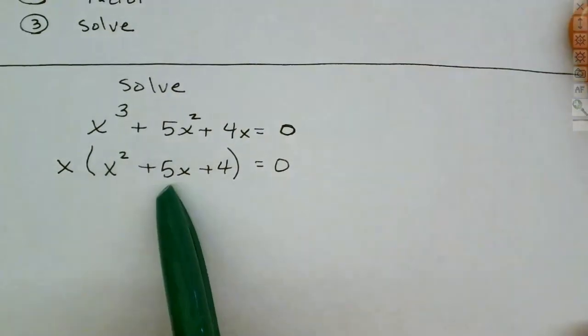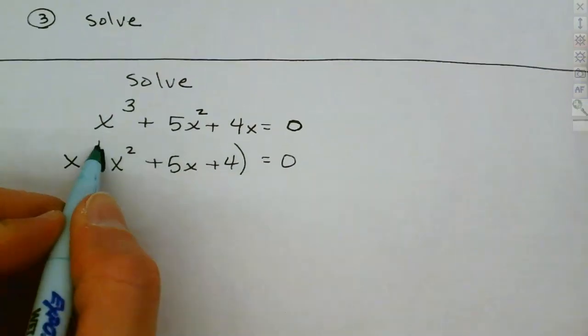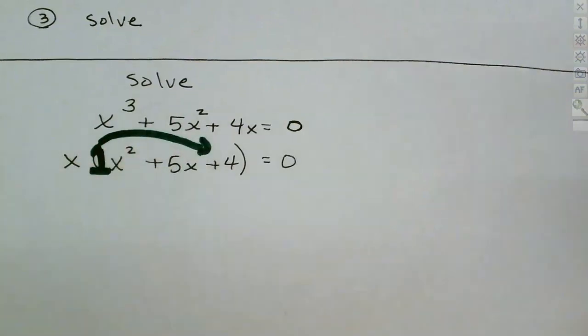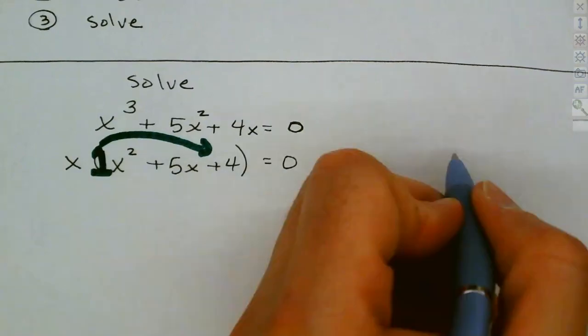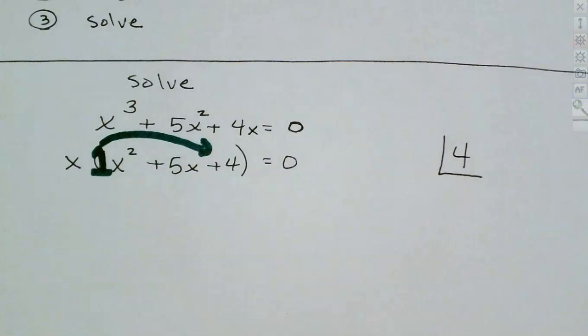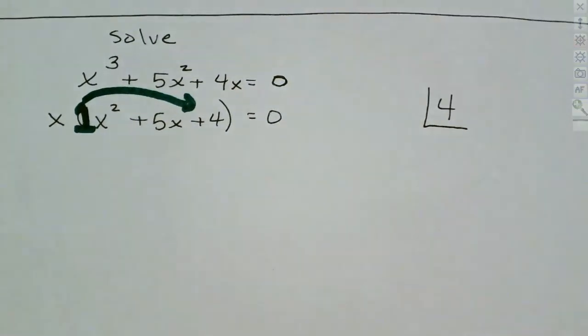How do we factor what's left over? This needs to go again. We need to get rid of all of our powers. So we need to remember how to factor this again. There's no number, but there is always a 1 in front. And you take the first times the last. So what is 1 times 4? 1 times 4 is 4. What 2 numbers would multiply together to give me 4?